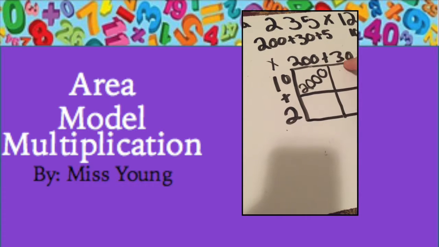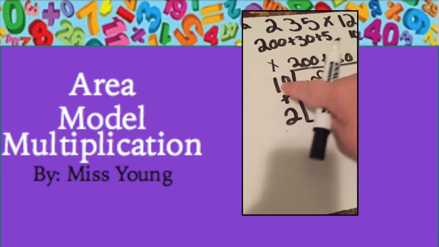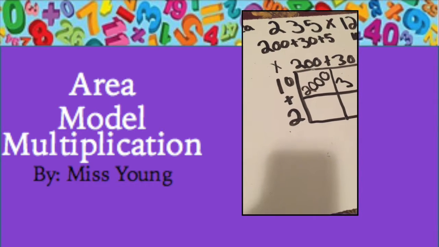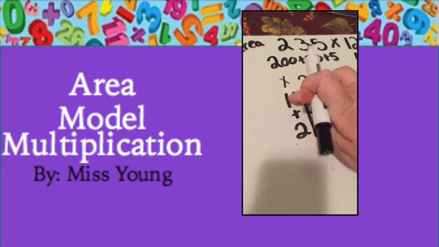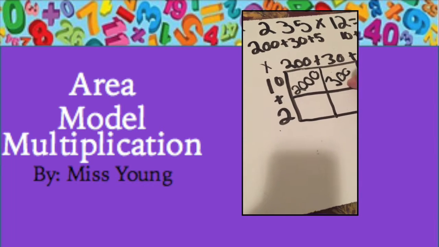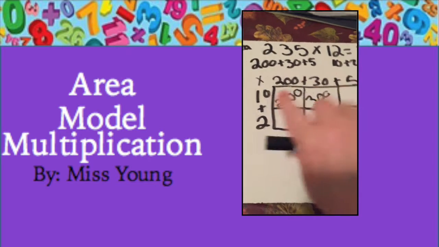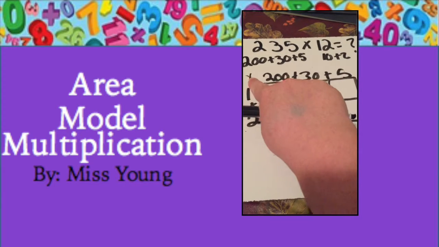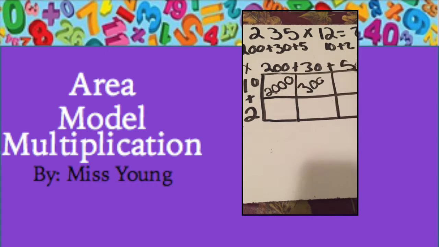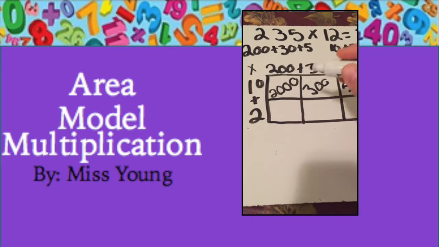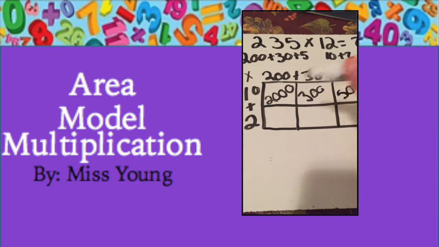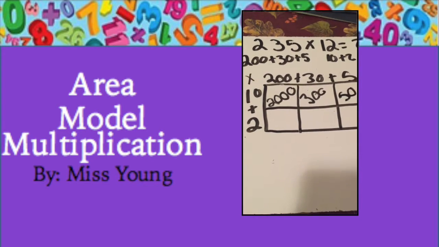So 10 times 30 gives me this box. 1 times 3. And then 1, 2 zeros. 10 groups of 30, so that gives me 300. Now I'm going to do 10 groups of 5. So 1 times 5 is 5, with 1 zero gives me 50. So 10 groups of 5 is 50.